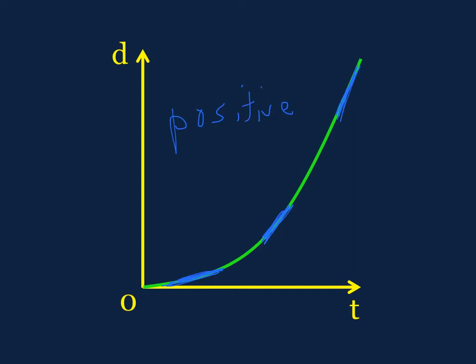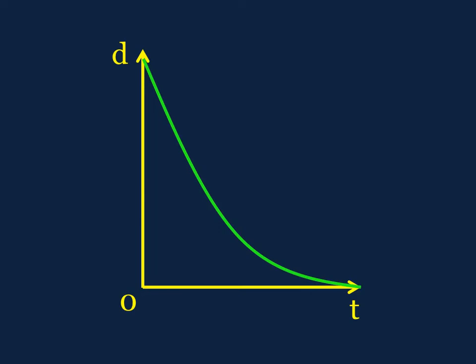Whoops, positive acceleration. So whenever you see a curved distance versus time graph, you always know that it means acceleration. If it's curving upward like this, that's a positive acceleration. This is also a positive acceleration. You may say, how do we know that?